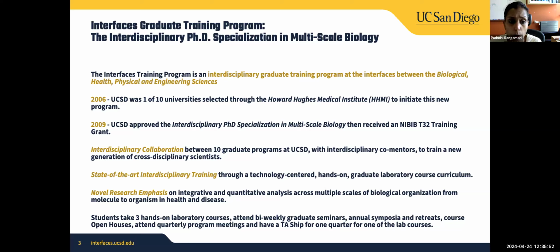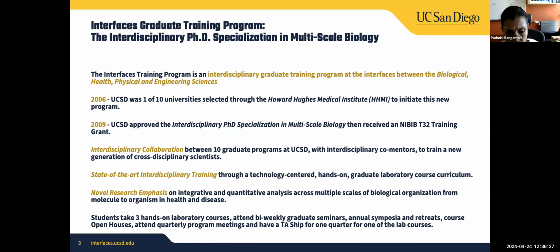Its history actually goes back quite a ways, nearly 20 years now. It started with an HHMI grant to initiate this interdisciplinary type of graduate education. And in 2009, it became an official interdisciplinary PhD specialization. So the big picture that we're talking about today, just to emphasize, is the PhD specialization. Subsequently, this was supported also in part by a training grant. The nature of this program is a lot of interdisciplinary collaboration. There are 10 graduate programs that are part of it. And you get access to a community of co-mentors and your peers, your cohort.